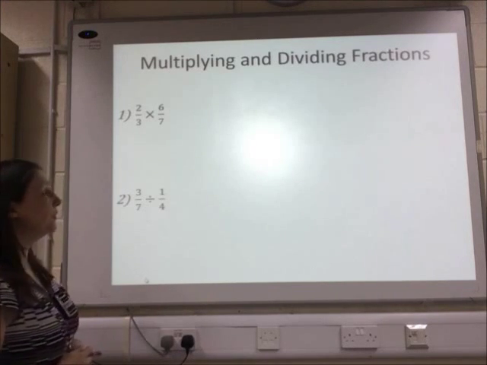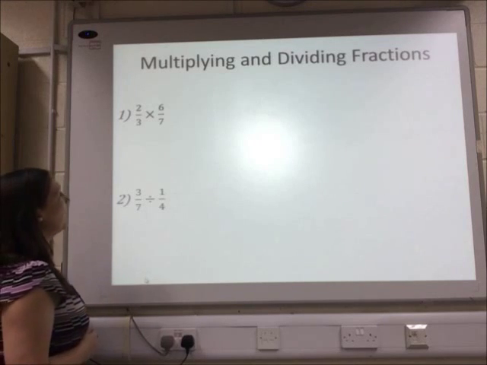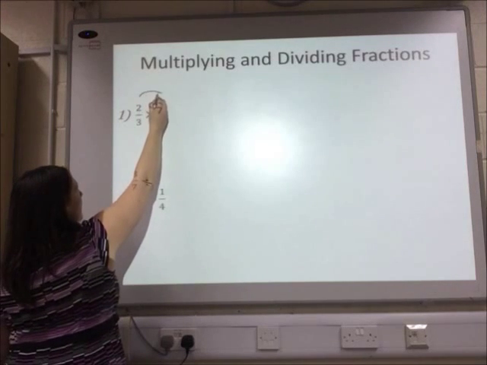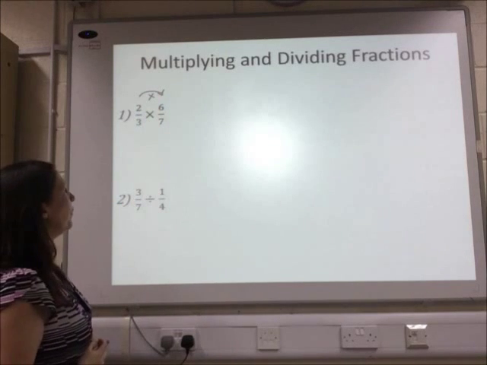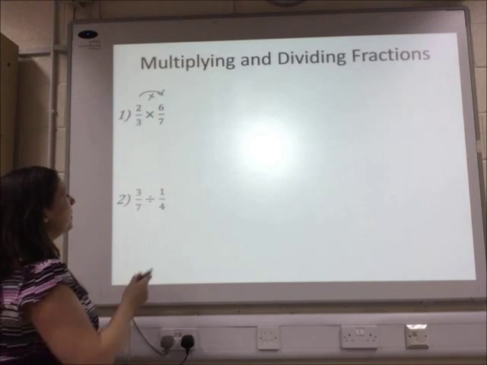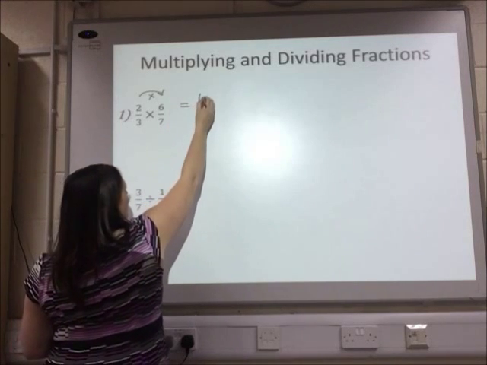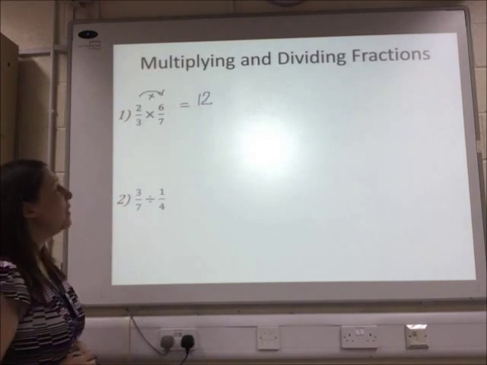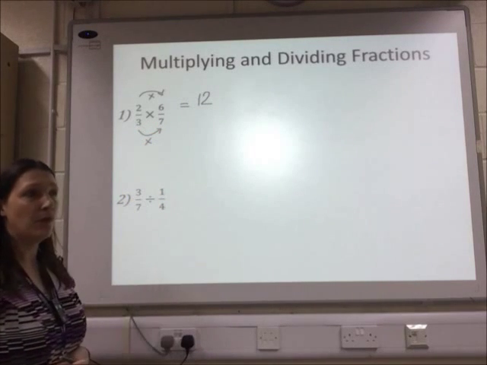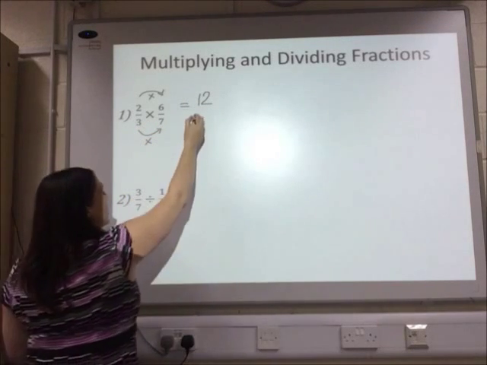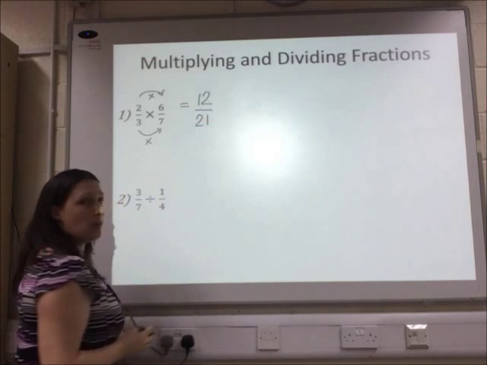Multiplication first of all. In order to carry out multiplication, we need to take two steps. The first step is to multiply the numbers across the top of the fractions together. In this case, 2 times 6, which will give us 12. Our second step is to now multiply the two numbers across the bottom of the fraction together. 3 times 7 will give us 21.